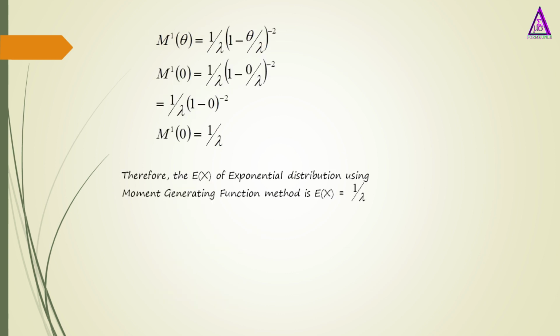So when we differentiate the moment generating function of the exponential distribution once, we have this. And when we set θ equal to 0, we have this. So the expected value of the exponential distribution using the moment generating function method is 1 over λ.